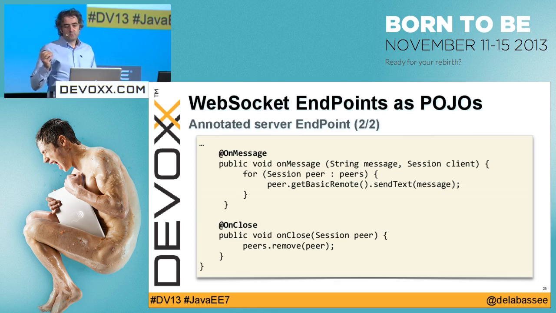We continue. We annotate a method using @OnMessage. So whenever there is a new message coming in, what we do in this case, we take the collection of all the sessions that are connected to the endpoint. We iterate over that collection, and we just send the message that was sent to all of them. So we basically do a broadcast.